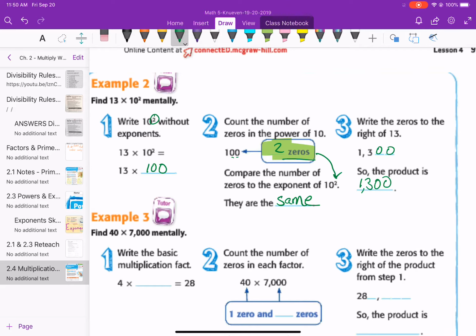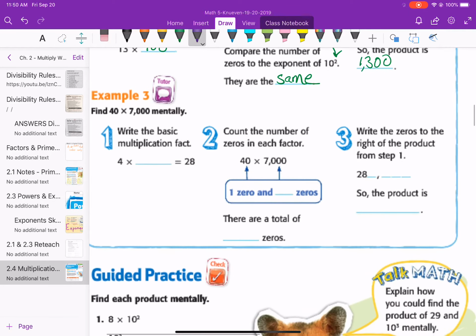One way to also look at this is, well, if I said 13 times 1, if I'm going back to my original problem here, 13 times 10 squared up here, well, 13 times 1 is going to be 13. And then I look at my exponent here, and I see a 2. So that means I'm going to have 2 zeros afterward. So my final answer is going to be 1,300. Just one way to mentally look at this.